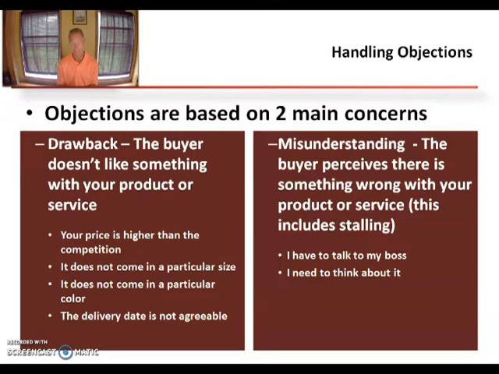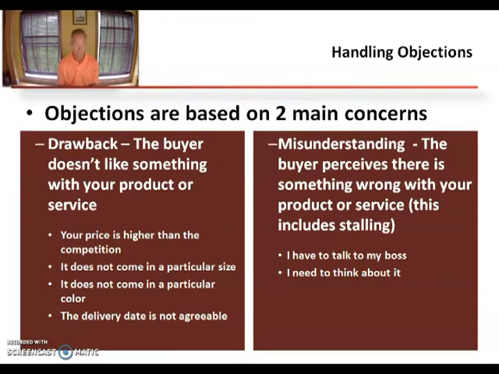So, handling objections. There's really only two types of objections. One is a drawback and the other is a misunderstanding. And they're spelled out here. A drawback is something the buyer doesn't like about your product. Maybe your price is higher than the competition. Maybe the delivery terms aren't what they want. Maybe they want it Tuesday and you can't get it to them until next week. Maybe it doesn't come in a particular color. Maybe it doesn't come in a particular size. Or there's something that just doesn't quite fit with the buyer's needs or wants.